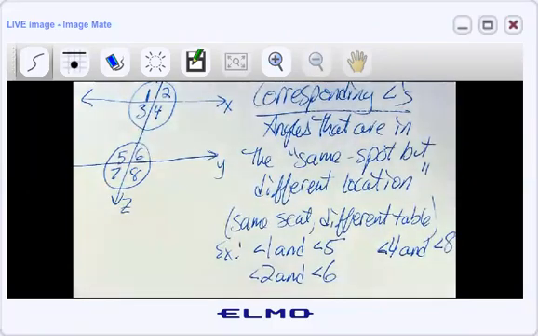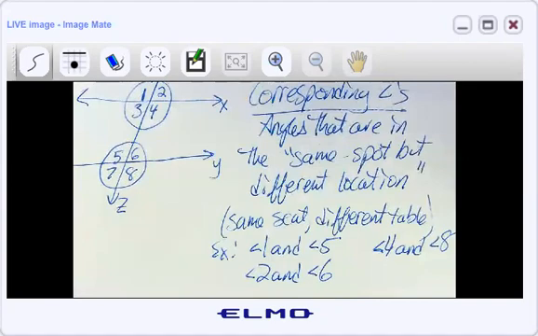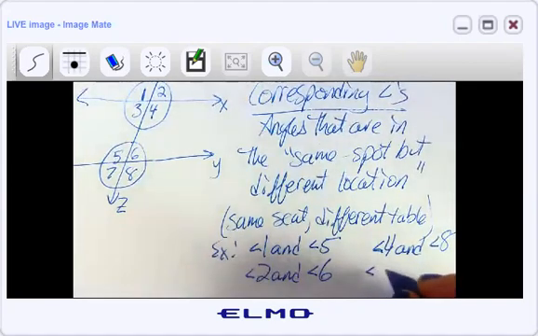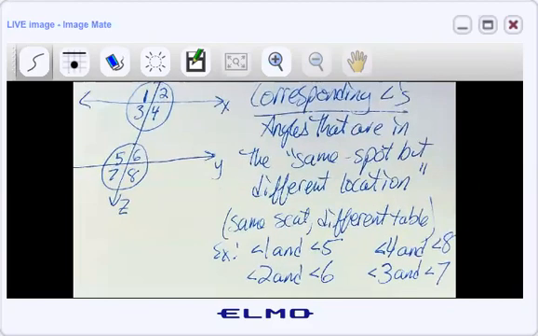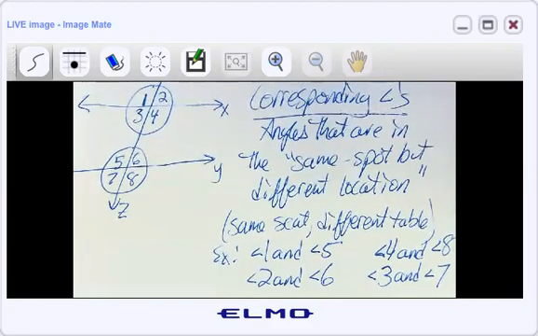And we might as well give the last one too. What's the last one? 3, 7. Yes, thank you. 3 and 7. So there's all of my corresponding angle pairs that are in this particular diagram. Same seat, different table. Okay, so that's what we're talking about when we are mentioning corresponding angles.